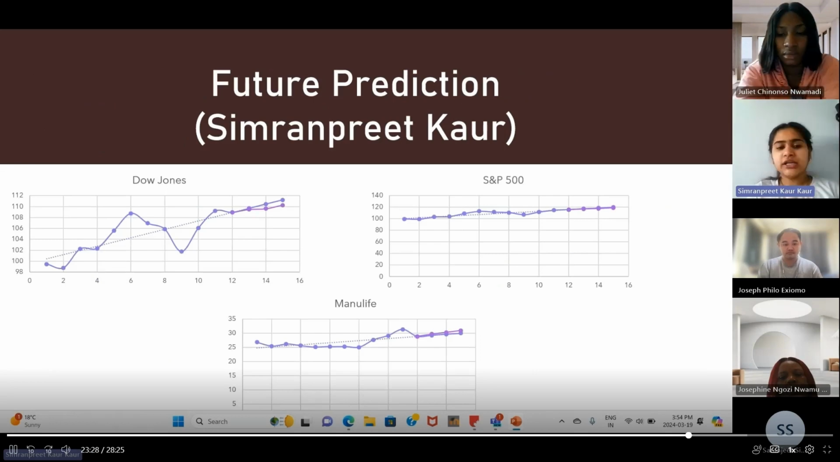Once we have predicted it, there is the clear prediction. The prediction starts from between 10 and 12. For the Dow Jones, it can be clearly seen that in the beginning there are some lower, then higher, lower, higher.